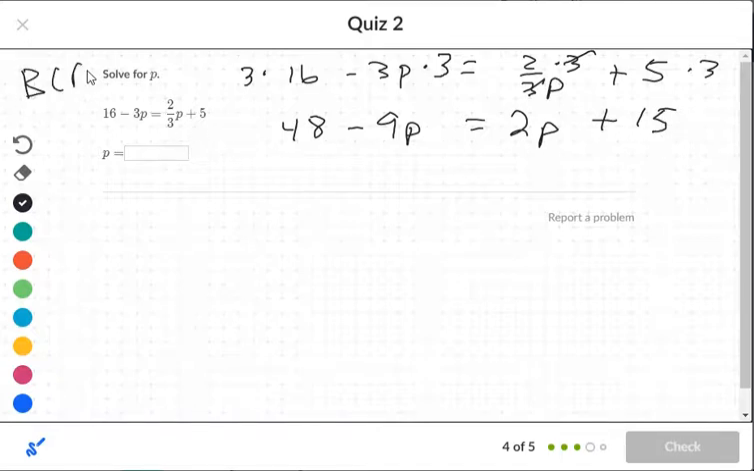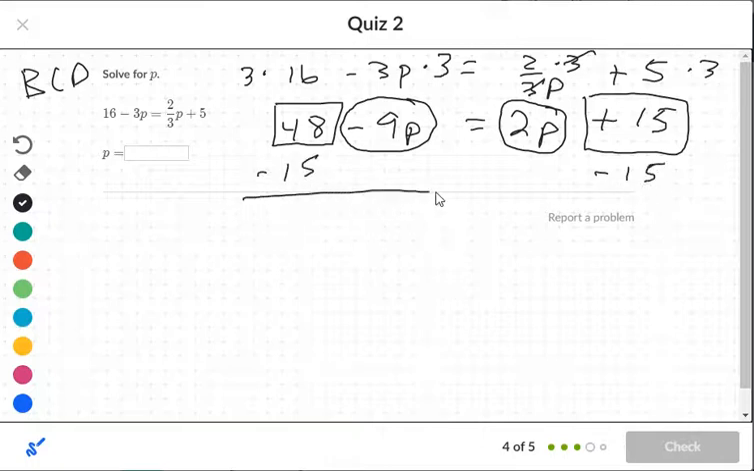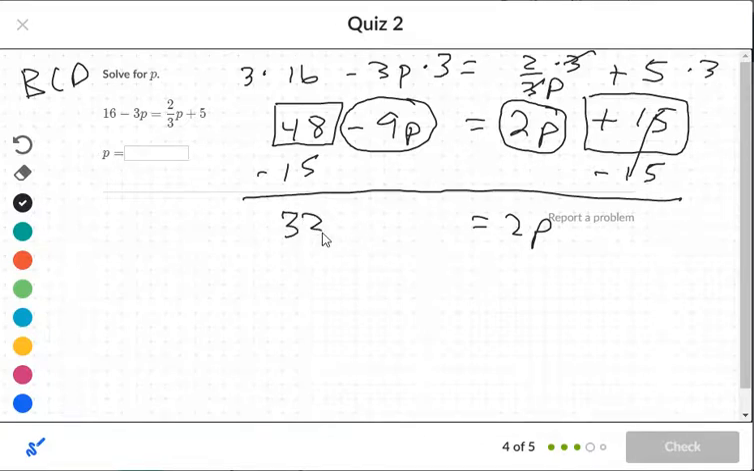So let's code this. This is BCD. So let's box, circle, circle, and box. So let's see, we're going to do the boxes first, and everybody knows 15 is smaller than 48, so each box gets a minus 15. Cross this out. This gives me 2 letter P. This is going to become 33 minus 9 letter P. Now let's code the problem.